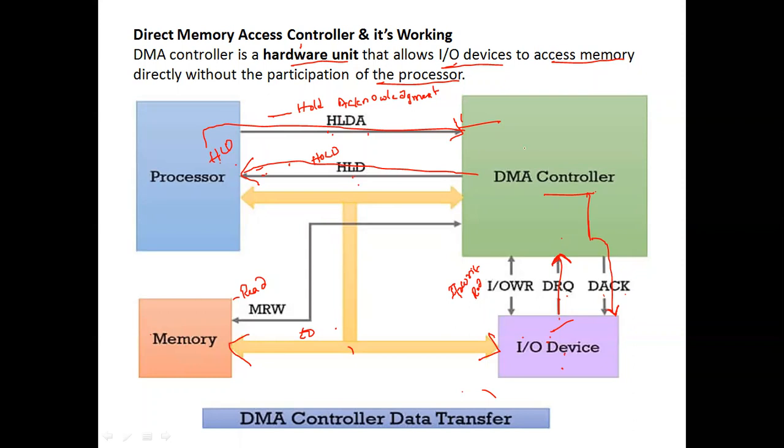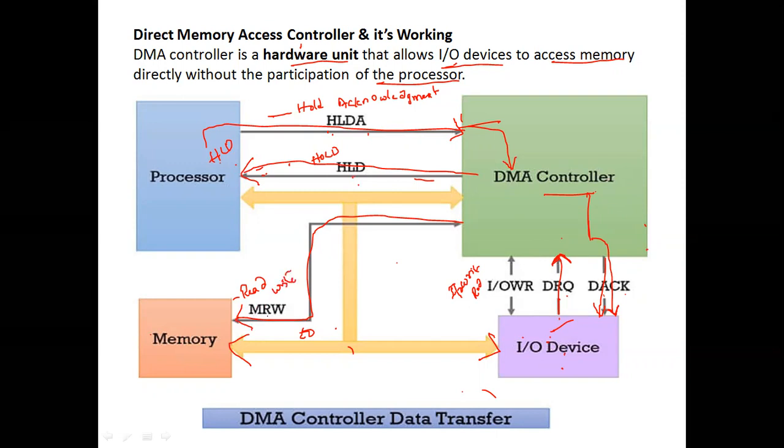After receiving this hold acknowledgement, the DMA controller acknowledges the IO device through DACK that the data transfer can be performed. Here it acknowledges to this IO device that now you can transfer the data. Now the DMA controller takes charge of the system bus and transfers the data to or from the main memory. By making use of this line, it transfers the data to or from the memory, so memory read or memory write operations can be done.